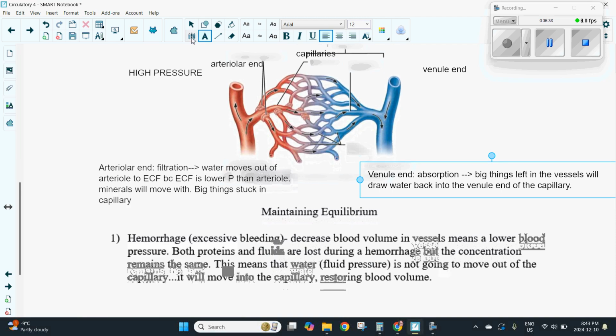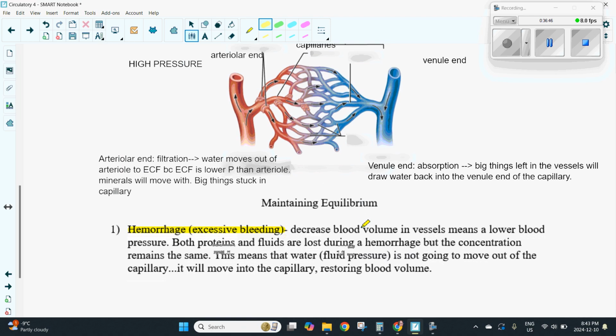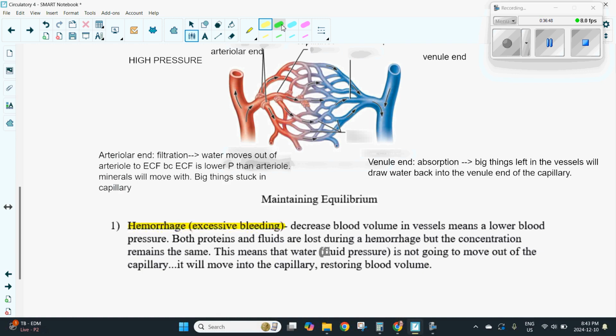Now, processes that can happen, or issues that can happen. Hemorrhaging. Hemorrhaging is referred to as excessive bleeding. This is a severe decrease in blood volume. Okay, this means that you will have a very low blood pressure. That is bad, because if you have low blood pressure, that means blood's not going to get anywhere in your body.